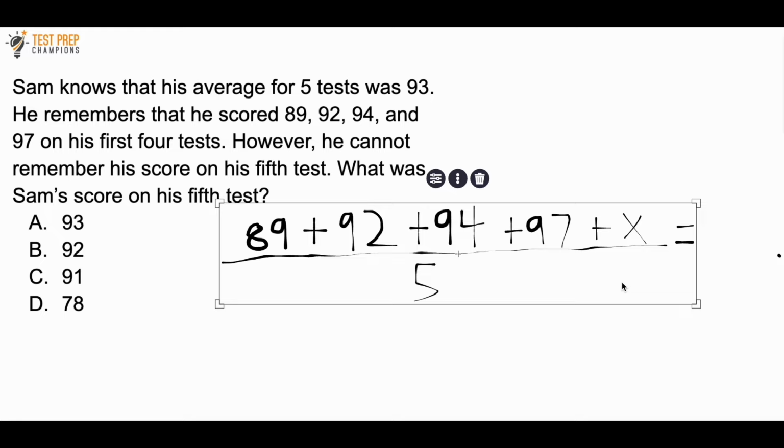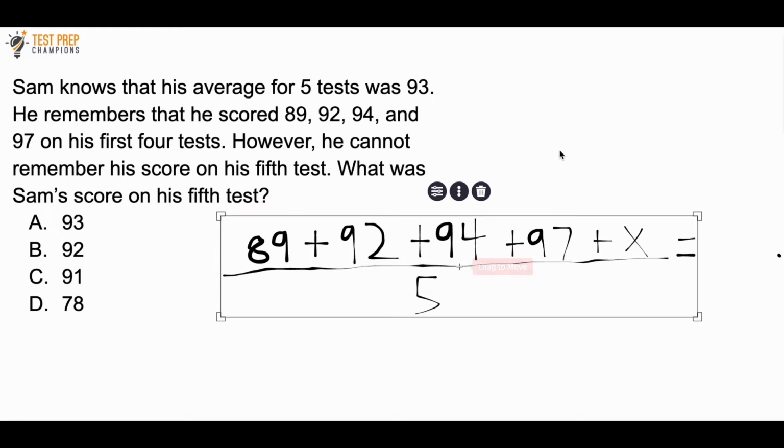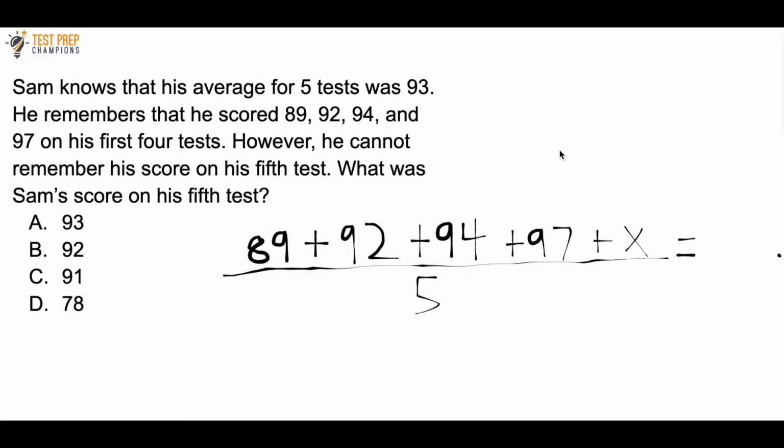Okay, so one way to understand this question is to start by thinking about how we would calculate the average in a general case. In a general case, the way that we get the average is we take all of the numbers in the data set and we add them up, and then we divide by the total number of numbers in the data set. So here, if we wanted to calculate the average for 5 tests, we would add up 89, 92, 94, 97, the 5th test score, and then we would divide by 5 because there were 5 tests here.